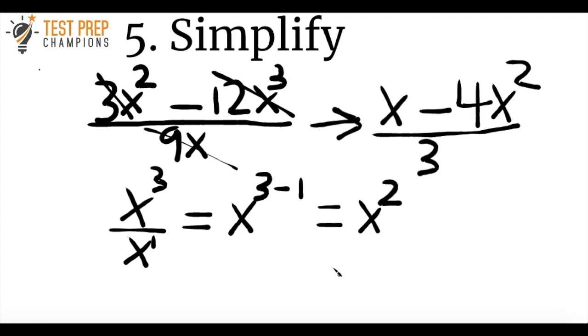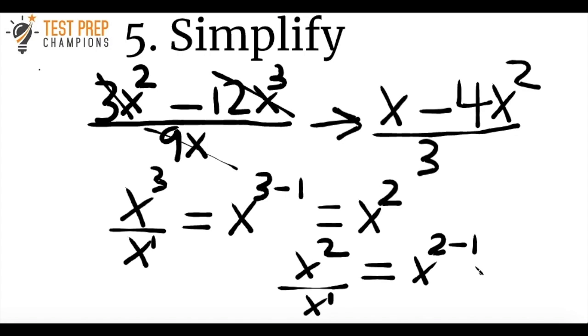All right, so the same thing applies with that x squared here, right? So we've got x squared divided by x. And so again, we can think of this x as x raised to the first power. We can write that then as x to the 2 minus 1, which is just going to be x raised to the first power, which is the same as just x. All right, so that's why we end up with x minus 4x squared divided by 3.